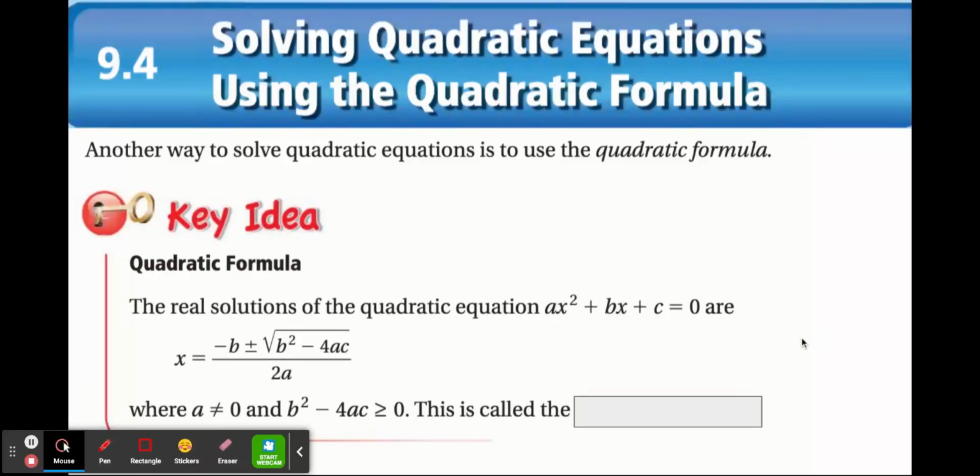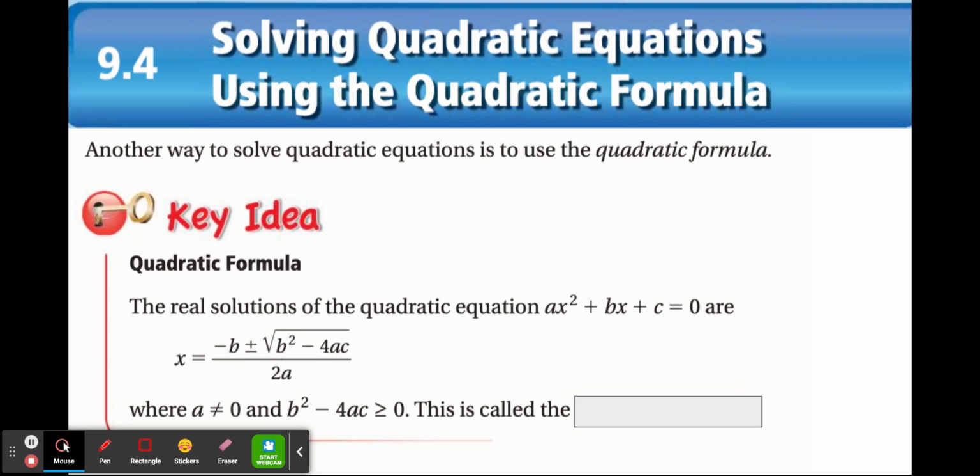All right, in lesson 9.4, we are going to solve quadratic equations using the quadratic formula. When we're talking about solving the quadratic equation, we're talking about finding the value of x. We've just finished summarizing, two lessons ago, all the different ways, right? We're talking about the roots, the x-intercepts, the zeros of the equation.